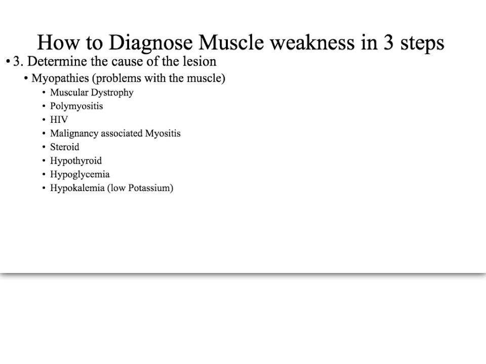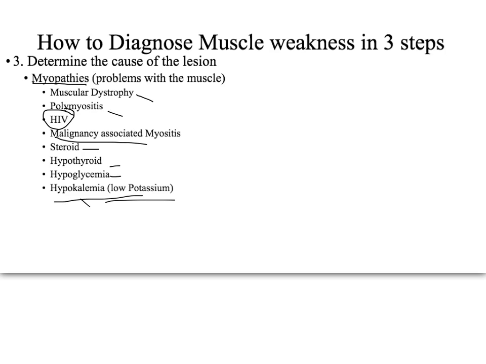And then finally, there's something called myopathies. So myopathies are when the problem is with the muscle itself, and that's things like muscular dystrophy, polymyositis, HIV we talked about with peripheral neuropathy. It can also cause myopathy. You can have malignancies, something called malignancy-associated myositis. Steroids, don't ask me how that works because I thought steroids made you huge. Hypothyroid, hypoglycemia, hypokalemia, or low potassium.